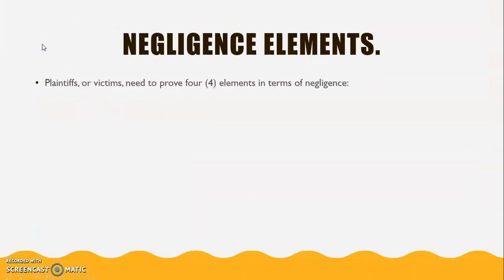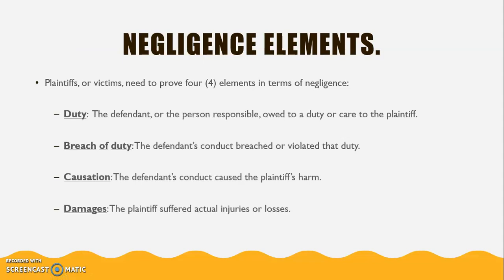Negligence elements. Plaintiffs or victims need to prove four elements in terms of negligence. One of these is duty, D-U-T-Y. The defendant, or the person responsible, owed a duty of care to the plaintiff. I know that sounds a little weird, and I'm sorry for any typos there, but it basically means that the defendant, the doctor, the construction worker, the police officer, they didn't do their job. They owed a duty of care to the plaintiff, and they didn't do that.